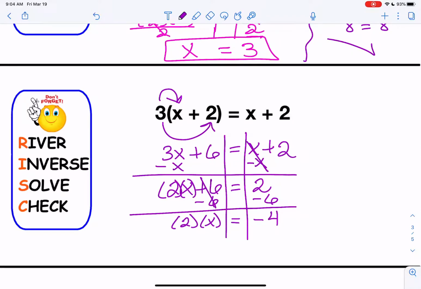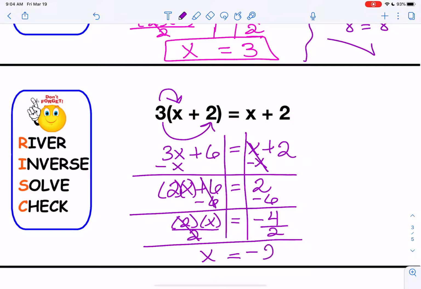Okay, 2 times x, the opposite would be to divide. So I'm going to divide both sides by 2. And 2 divided by 2 is 1. 1 times x is just x. And a negative divided by a positive, different signs, so it's going to be negative. And 4 divided by 2 is 2. So x equals negative 2.